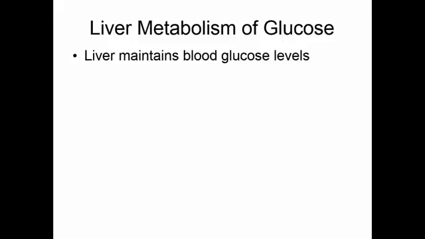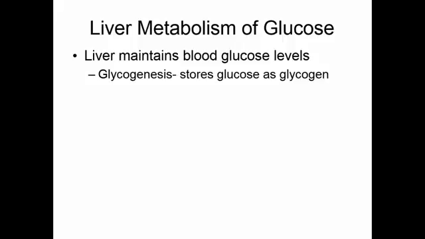The liver plays an important role in maintaining blood levels of all of our nutrients, but particularly glucose. The liver maintains blood glucose levels through 3 mechanisms. Glycogenesis is when we have excessive glucose in the body and we store the glucose as glycogen.